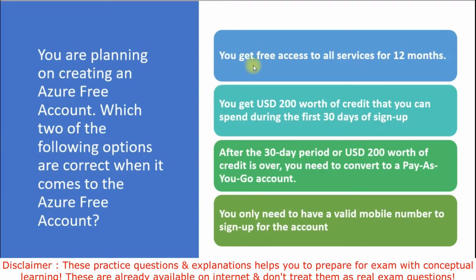So in this question, the first option is you get free access to all the services for 12 months. As we know, we get only 200 credit for 30 days. So all the services for 12 months is not free, so it's not correct. You get 200 USD worth of credit that you can spend during the first 30 days of sign up. Yes, that is correct. Next, after the 30 day period of USD 200 worth of credit is over, you need to convert to a pay as you go account. Yes, if you want to continue with the services you have started, or continue with your account, you need to convert it to a pay as you go account.